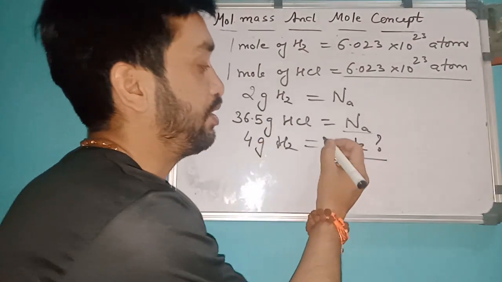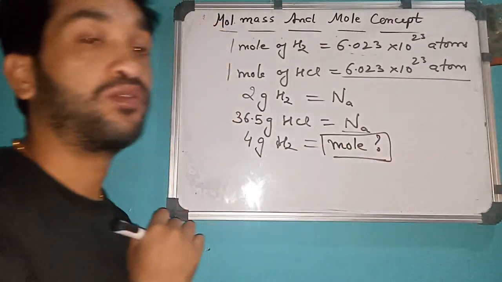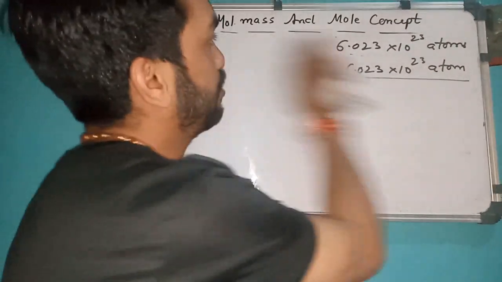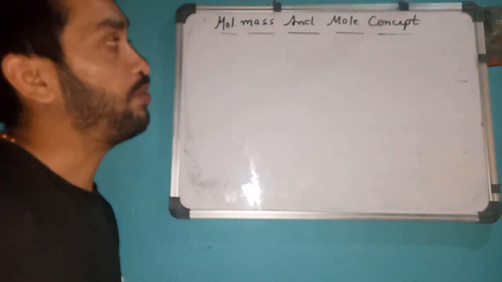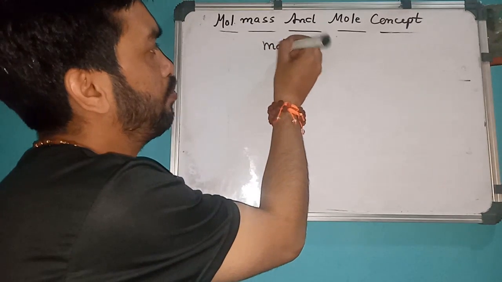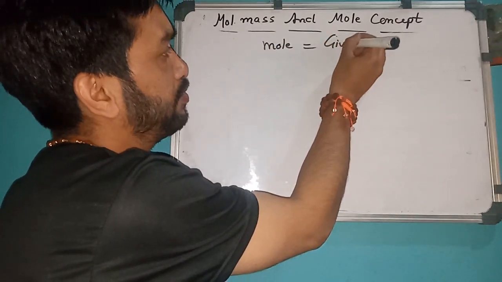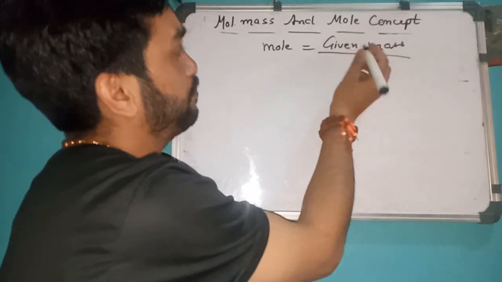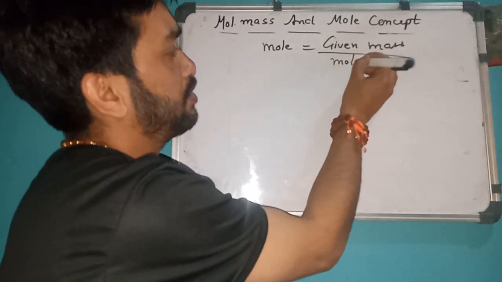So the first thing that you have to calculate is the mole. And how to calculate the mole? It is very easy, a simple formula. The formula for mole is: mole equals given mass, which will be given in your question, upon molar mass.